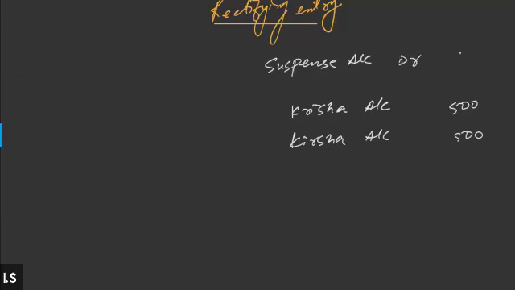Suspense account will be debited by 1000, and Krishna account will be credited by 1000. So instead of writing Krishna account 500 and Krishna account 500 twice, we can simply write it once and write down Krishna account credited by 1000. So this will be the rectifying entry for this particular transaction. Okay, sir.